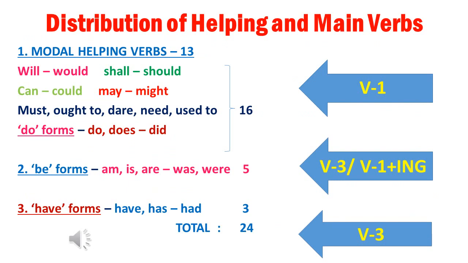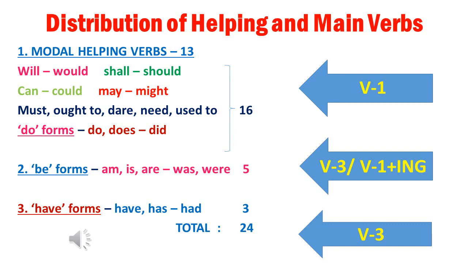Here, we are going to learn the distribution of helping verbs and main verbs. We've already learnt that there are 24 helping verbs and 4 forms of main verbs. Most of the students confuse in using helping verbs and main verbs. Here, I'm going to clear all that confusion with this single slide. V1, the first form of verb, or the present verb, is used with 16 helping verbs. They are modals and do forms. 13 modals are there and 3 do forms are there.